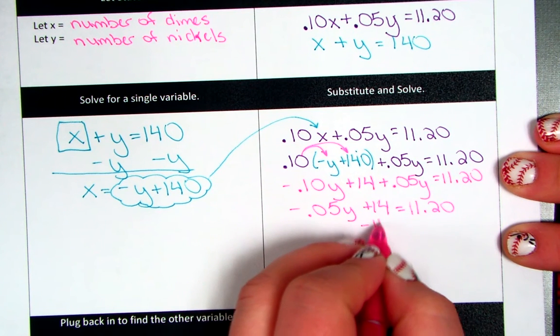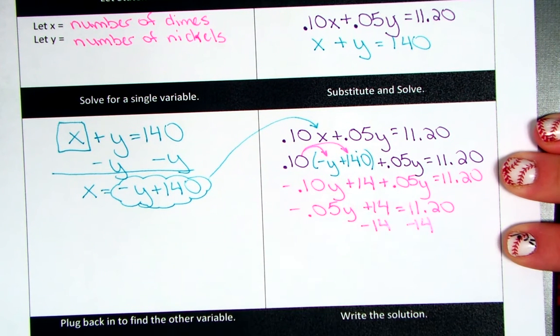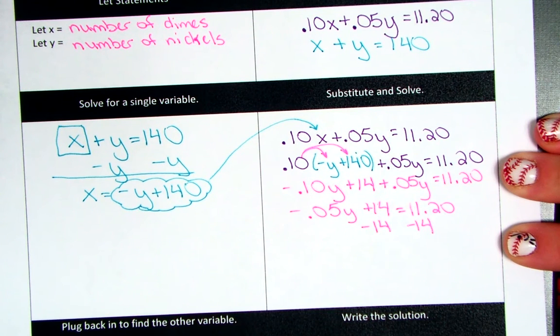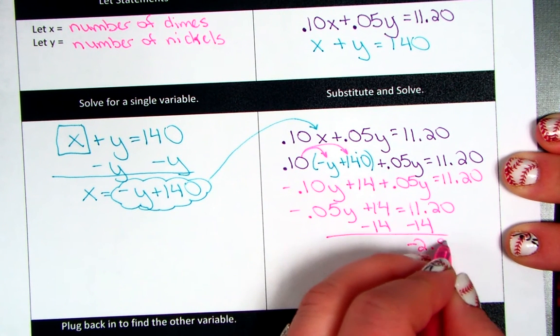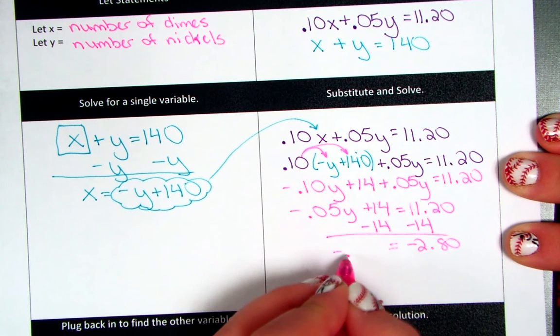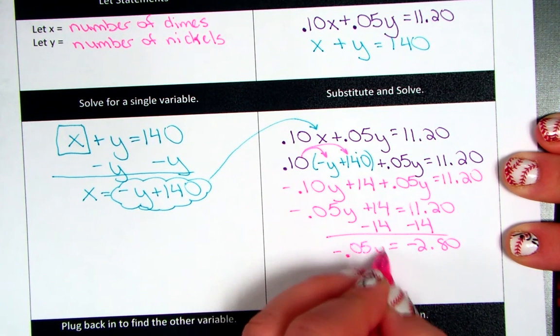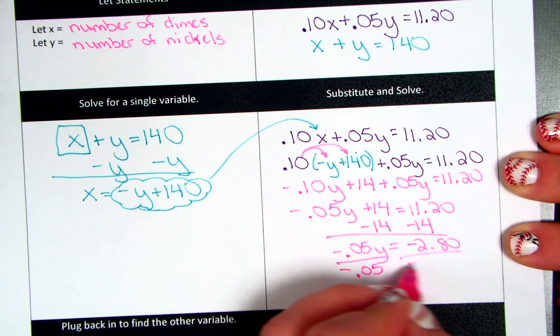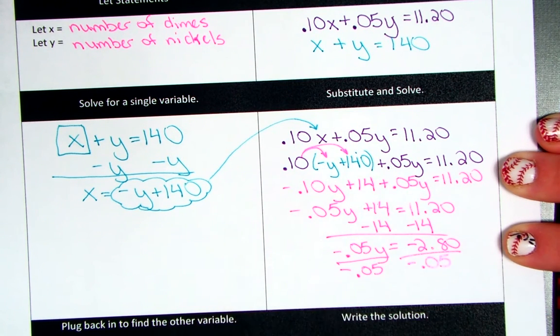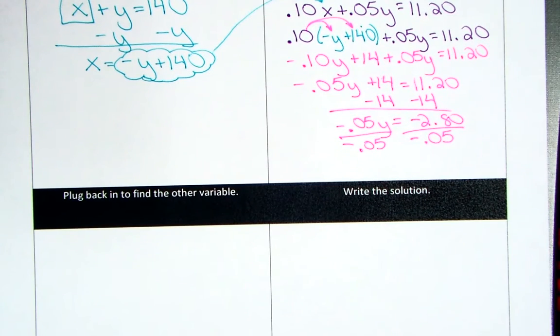We'll subtract 14 from both sides. So $11.20 minus 14 gives us negative $2.80, and it equals negative 0.05y. Now it's time to divide. So negative 2.8 divided by negative 0.05 gives me a positive 56.